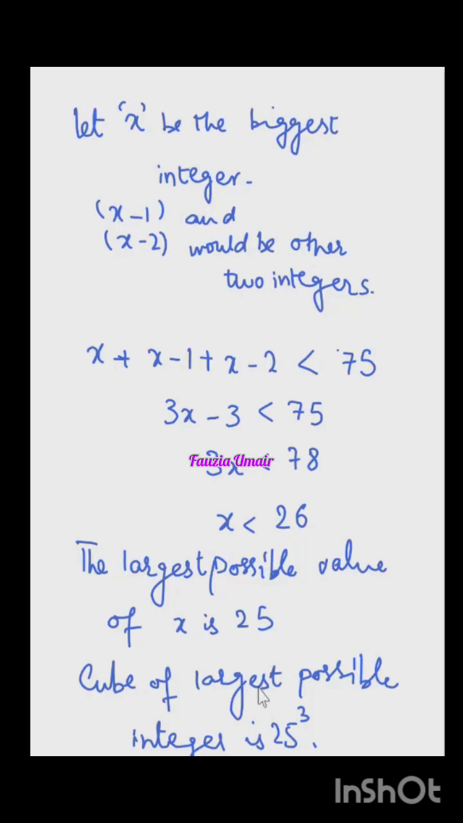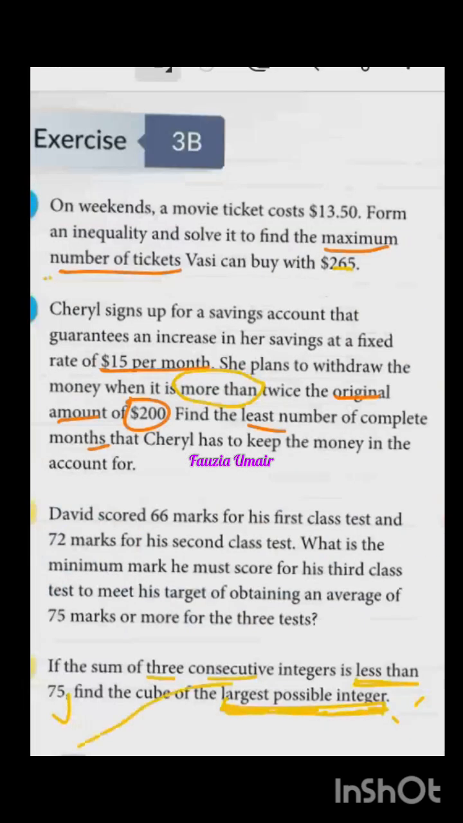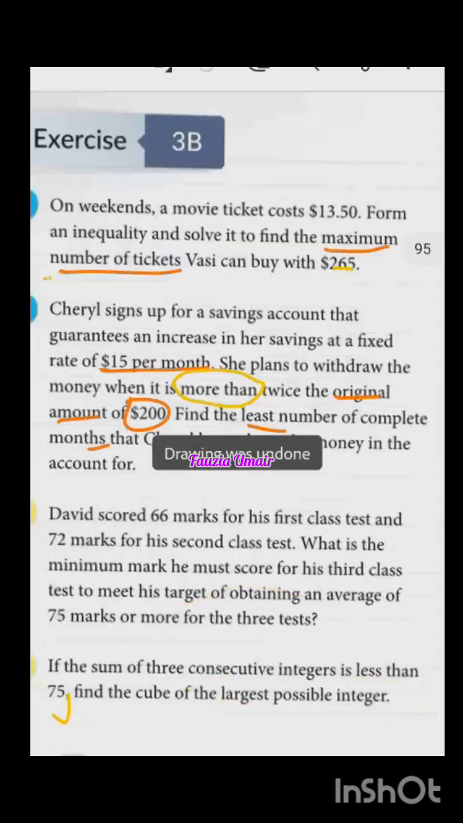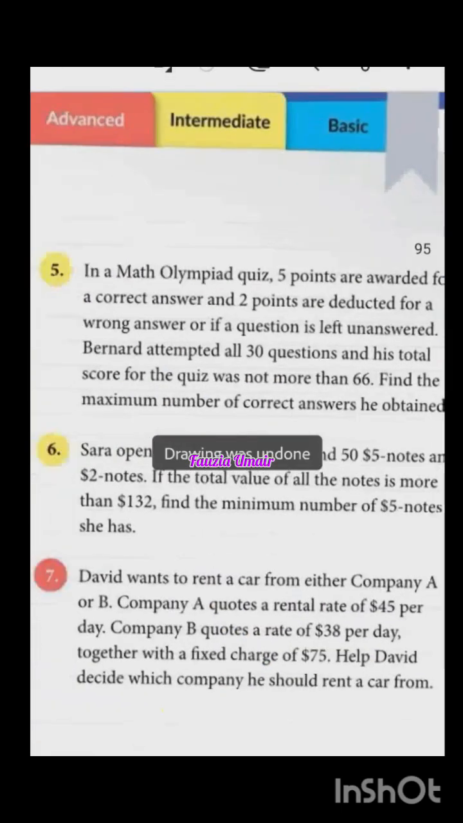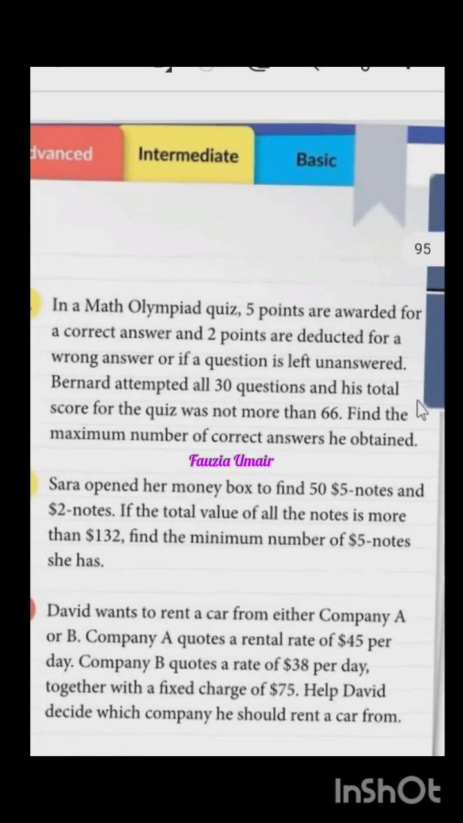Right. So moving on to question number 5. Question number 5 is, in a math Olympiad, sorry. Miss, can you hear me now? Yes, your voice is not clear. Okay, is it clear now?